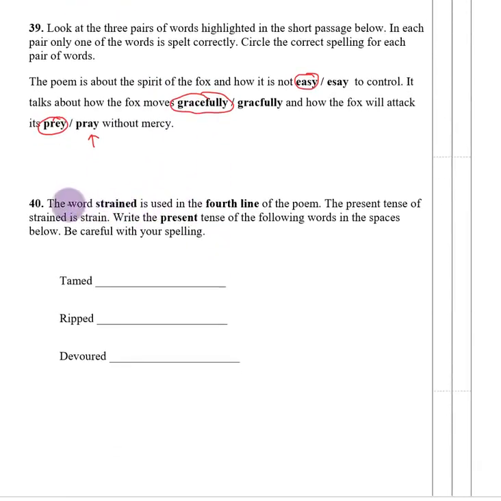So number 40, the word strained is used in the 4th line of the poem. The present tense of strained is strain. Write the present tense of the following words in the spaces below. So strained is our past tense. So this is yesterday. Yesterday I strained. Today, that's what we want. It's happening right now. We want the present. Yesterday I tamed. Today I tame. Yesterday I ripped. Today I rip. Yesterday I devoured. Today I devour.